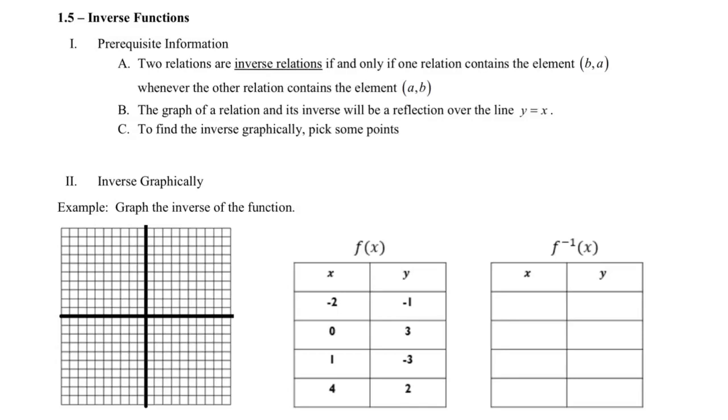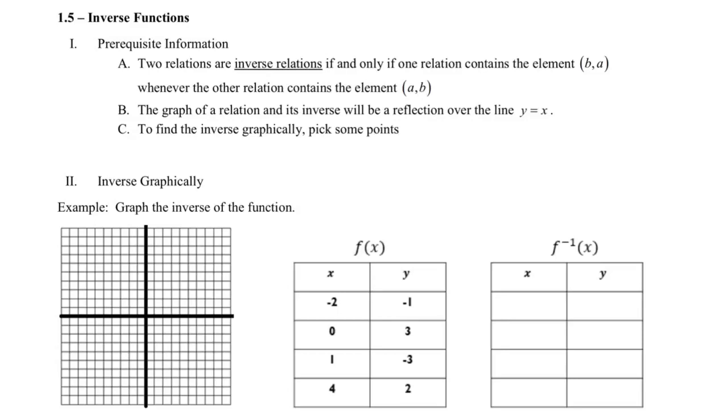And to find the inverse graphically, you're just going to pick some points off of the graph and then switch the x and the y and then replot those points. And so let's take a look at this just basic example. We want to graph the inverse of this function here. And so we're given these 4 points that make up the graph of f of x. And so I'm just going to plot these points really quick.